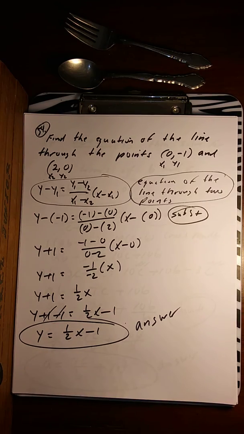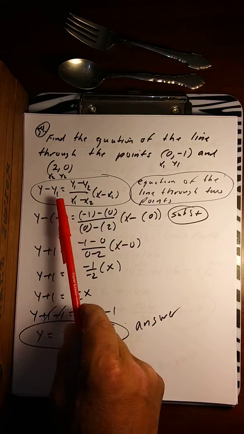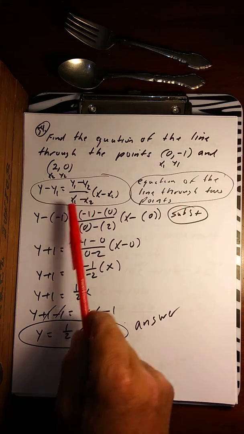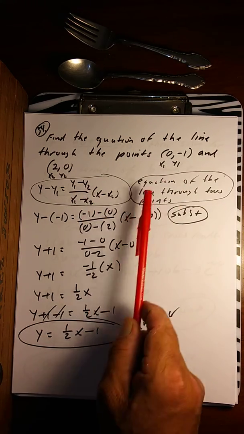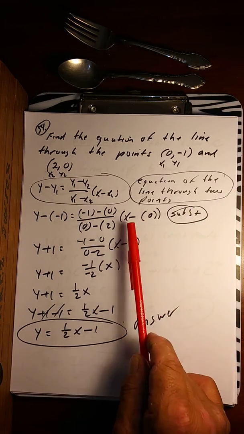Find the equation of a line through the points (0, -1) and (2, 0). Equation of a line through 2 points, there it is. So put the numbers in. What is y1? -1, put it in there. -1 minus 0 over 0 minus 2, and x minus 0.